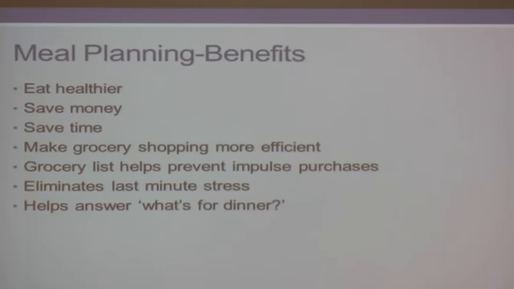And it can make grocery shopping more efficient, and also grocery lists help prevent those impulsive purchases and eliminate last minute stress. Also, if you have a child who perseverates around food and is saying, well, what's for dinner, what's for dinner, what's for dinner? Having a plan can eliminate any kind of negotiation that's there. Okay? So, you can see on your page, I added some additional tips. You can review those on your own.